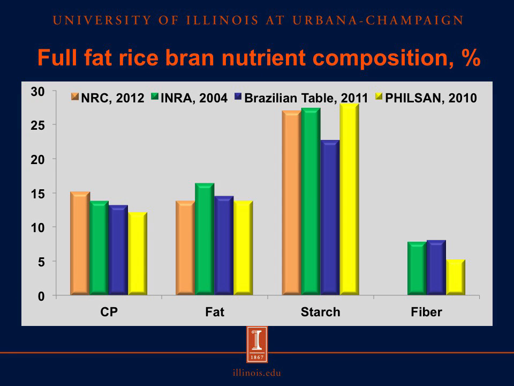This graph shows the nutrient composition of full-fat rice bran according to different references, namely NRC, which is here in the US, INRA from Europe, the Brazilian table from Brazil, and PhilSon from the Philippines. This just shows that rice bran nutrient composition varies among different countries. Also, full-fat rice bran is a rich source of energy because of the high fat content, which is 11 to 15%, and it also contains 12 to 15% crude protein, 22 to 27% starch, and 4 to 7% fiber.